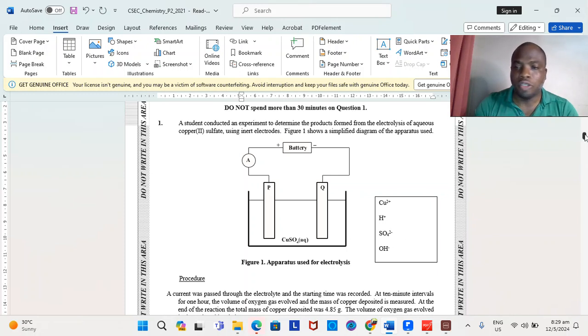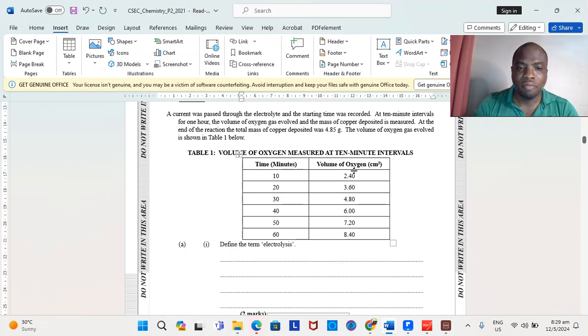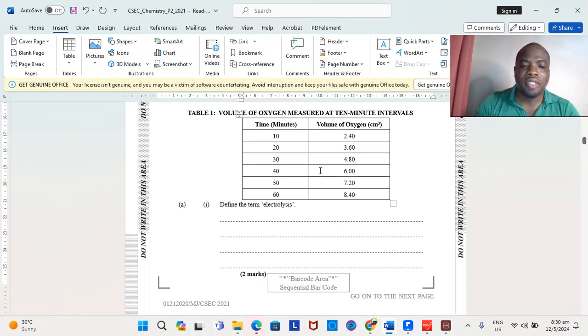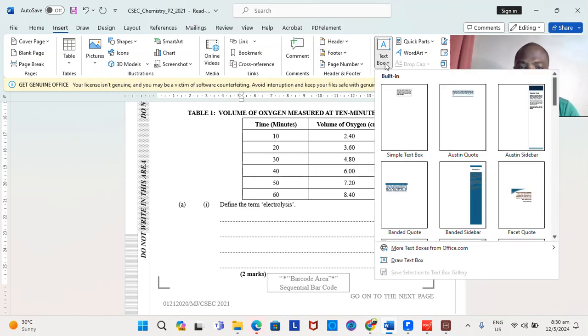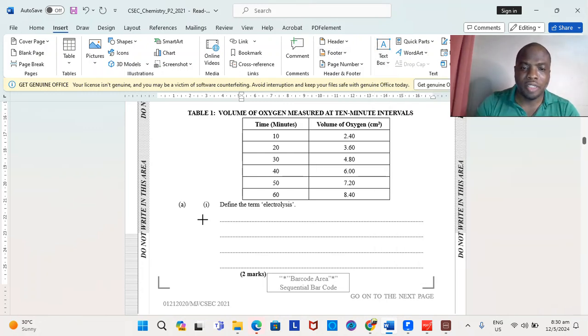So let's go back down to look at the table. It says volume of oxygen measured at 10-minute intervals. So for the first 10 minutes, we had 2.4 cm cubed, right? At 20 minutes, we saw 3.6, and then 30 minutes, and we're looking at the figures. Now, for the first part of the question, it says define electrolysis. So what is electrolysis?